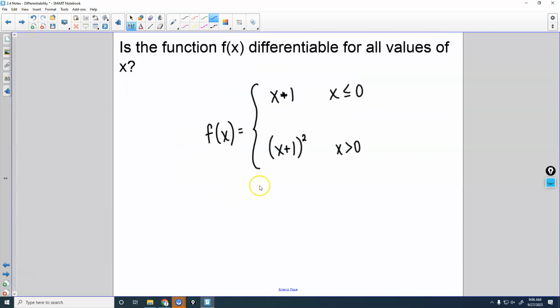So here's an example. We want to know, is f of x differentiable for all values of x? These problems take a little while, because what do we have to prove before we can prove differentiability? Continuity. If it's not continuous, it's not differentiable. There are some instances where if you just go straight to looking at differentiability, it's going to look like it's differentiable, but it's not, because it's not continuous at that point. So you always want to check continuity first. There are 3 things we have to prove for continuity.